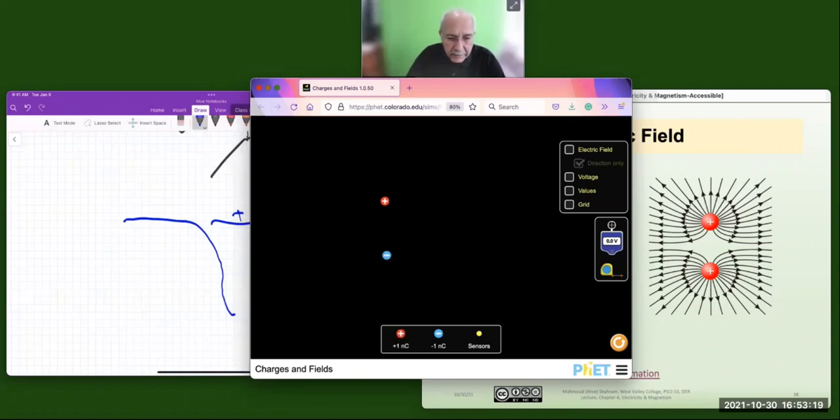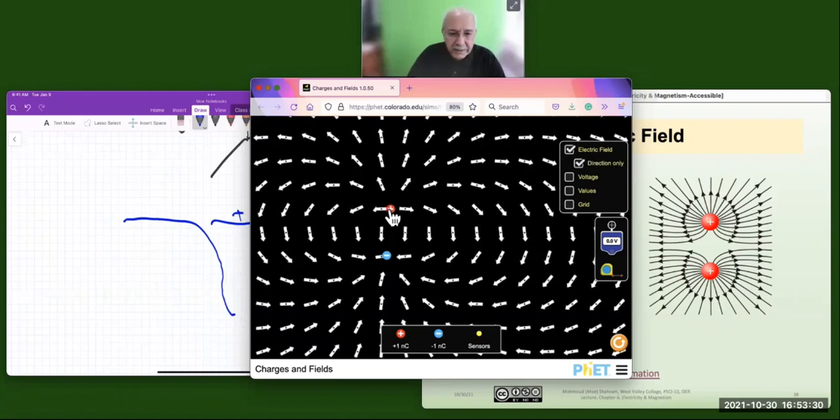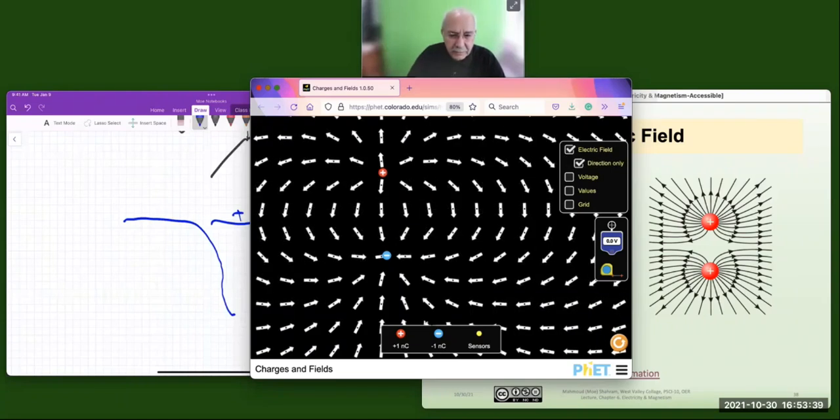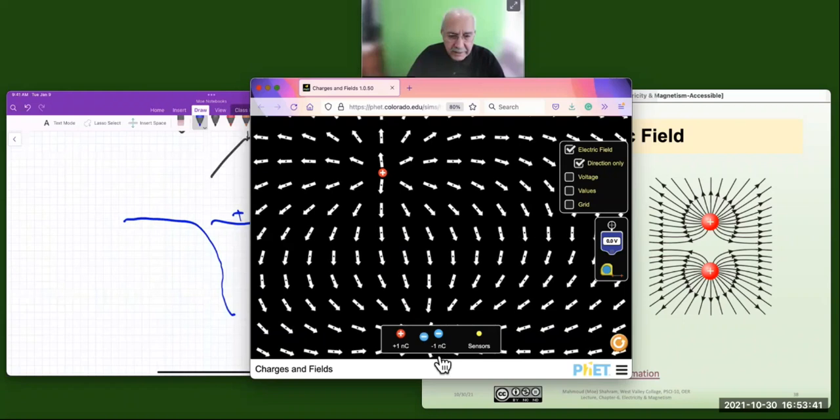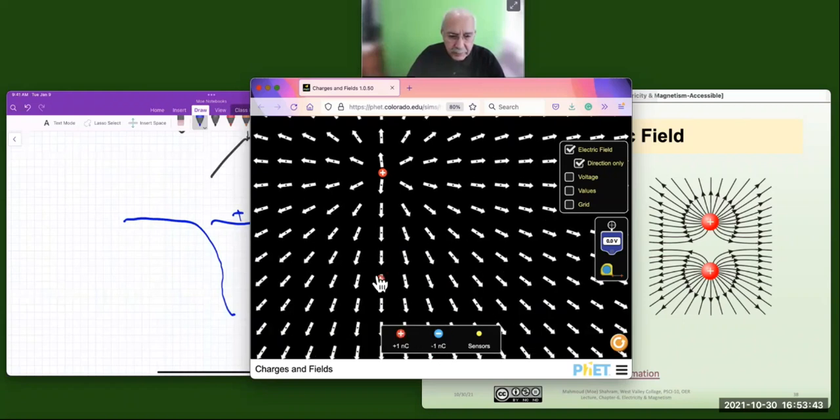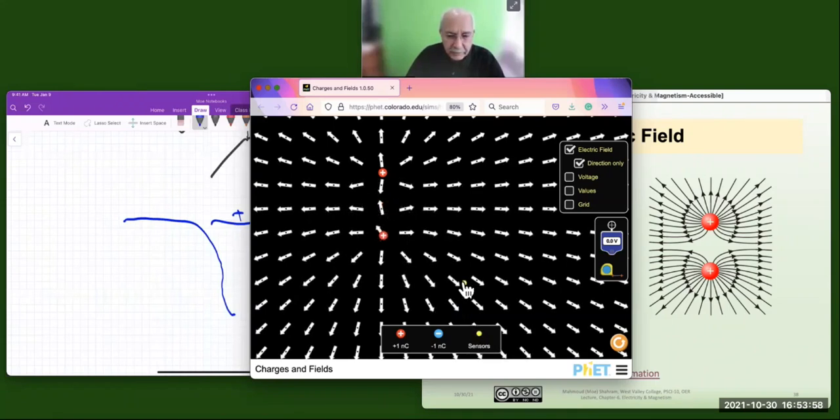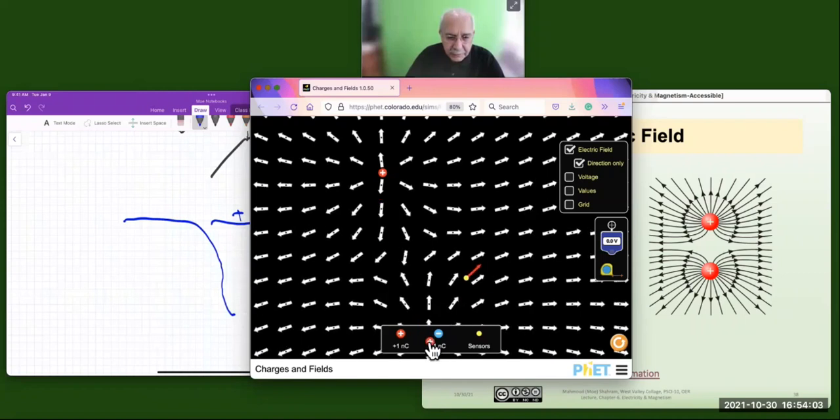Yeah, I can put another positive charge here, but let's just do one positive charge, one negative charge. And then let's show the electric field. So you see the electric field? It looks like that. Now if I take this away and put another positive charge here, they kind of don't like each other.